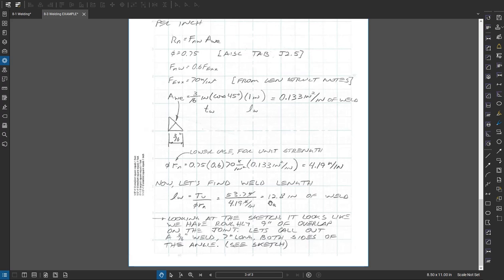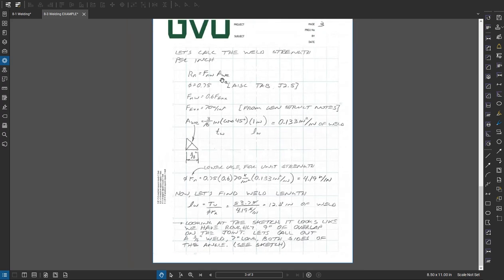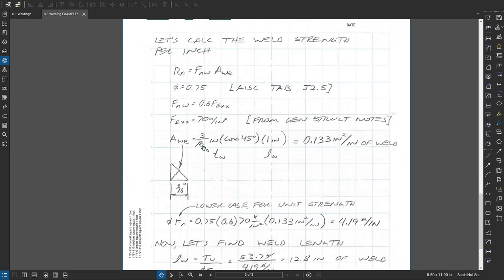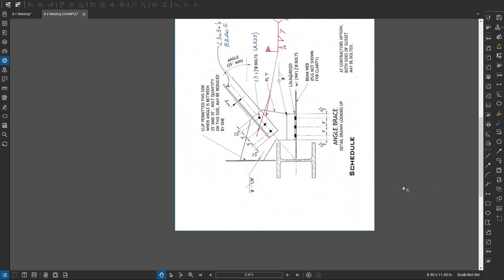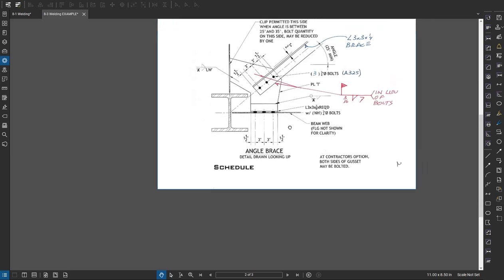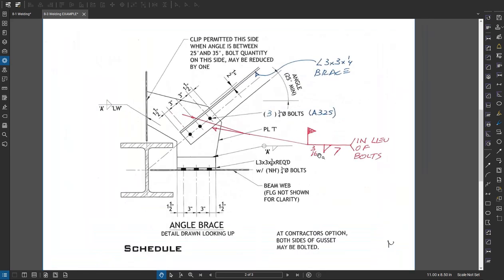Then on this page, I basically walk through the calculations to calculate at the end of the day that I need 12.8 inches of weld. So I go back on this image, mark that up, and I can give that to them.